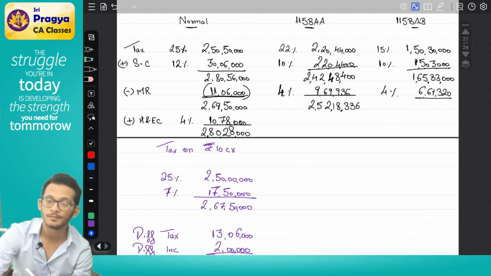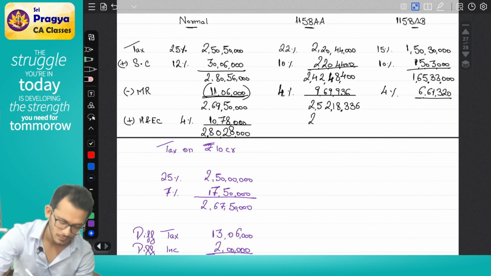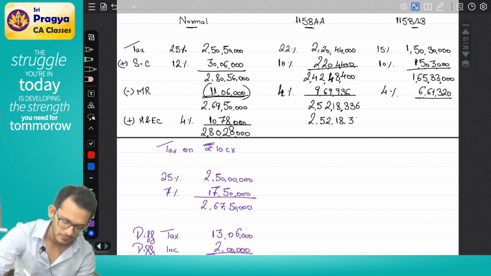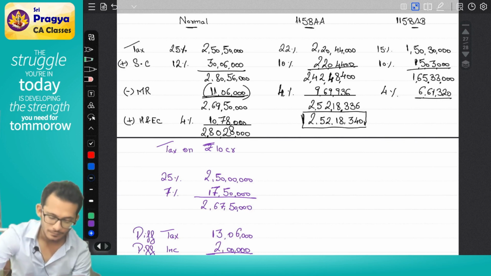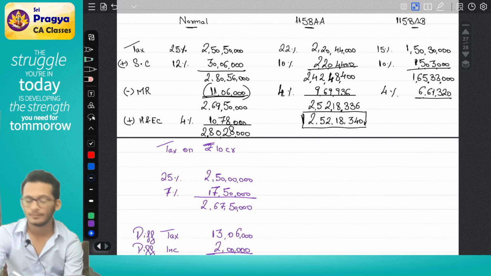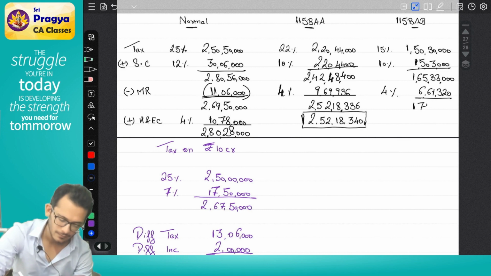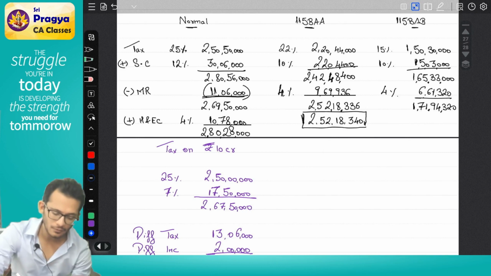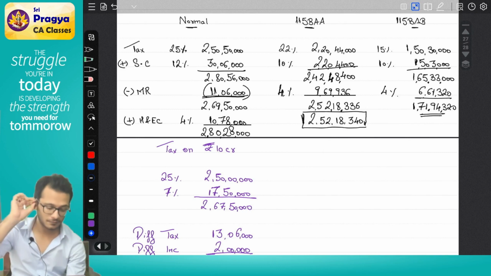No, because you need to round off always. 340. Always round off, people, don't forget. Right side: 165,33,000 plus 661,320. 171,94,320. Rahul, do I have to round off? No, because it is already rounded off.